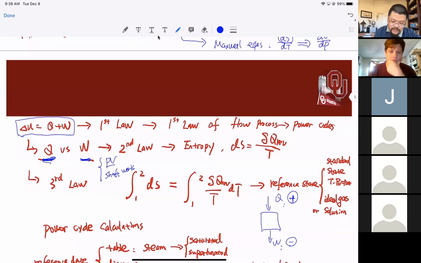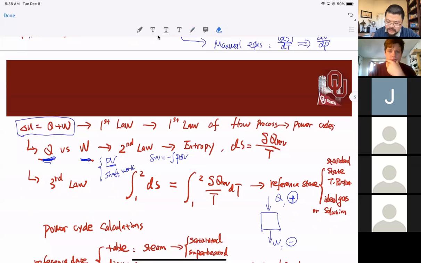So for PV work, we just need to follow the equation, right? That there is a negative PdV, right? So work is negative PdV, right? So this is the first law.